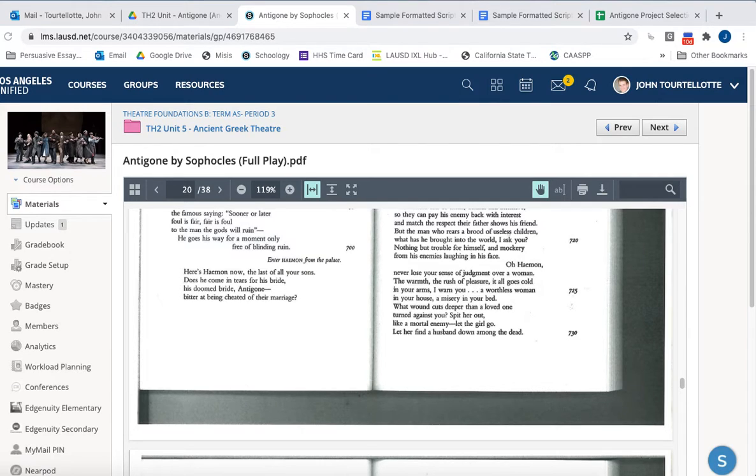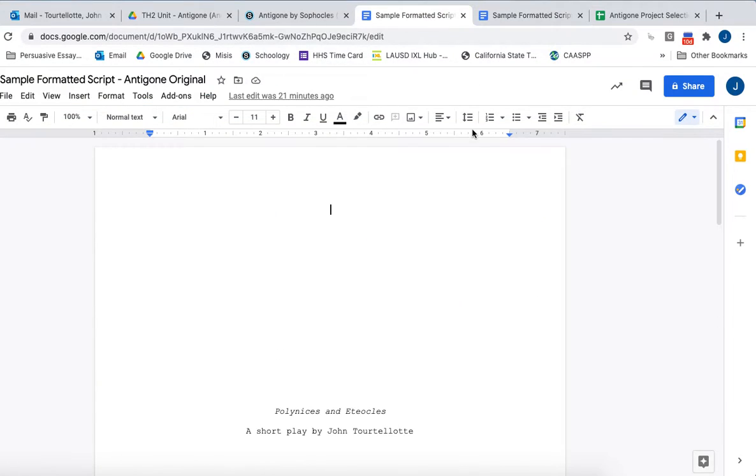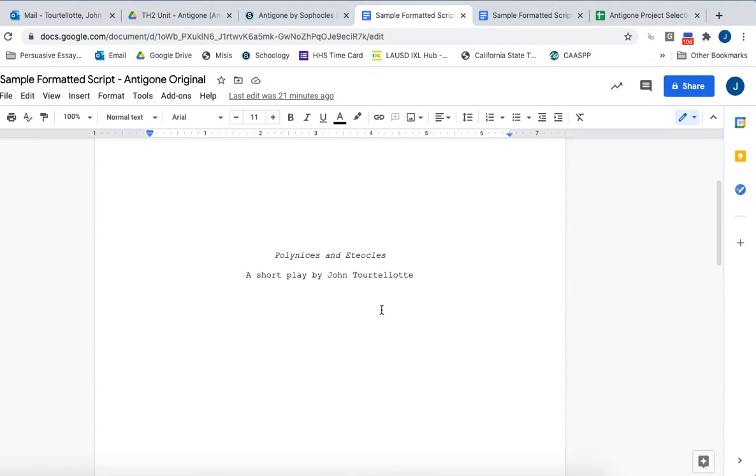Okay, so really quickly, talking about the difference between adaptation and original writing for the Antigone playwriting options. So if I start with my original, I've titled my sample original Polynices and Eteocles.